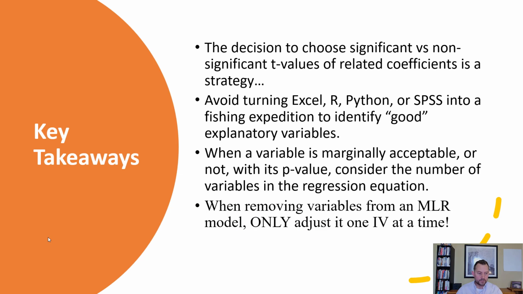So what are the key takeaways? The decision to choose a significant versus non-significant related coefficient is a strategy, right? It's one strategy. Make sure there's intuition, there's some type of logical sense to keep the variable in there or not. Number two, I put several of the statistical software's programs in there, right? We don't want to turn it into a fishing expedition. You're going to see that coming up. That's what stepwise regression somewhat does. Okay.